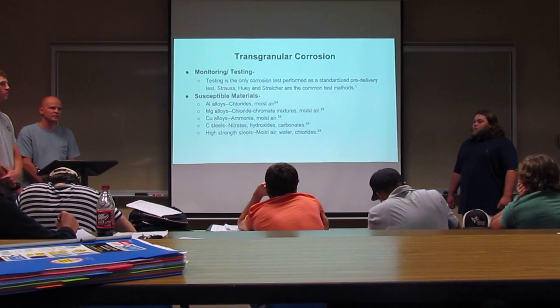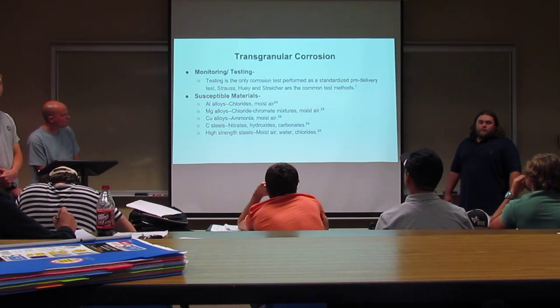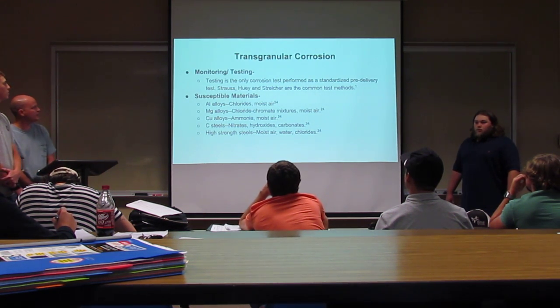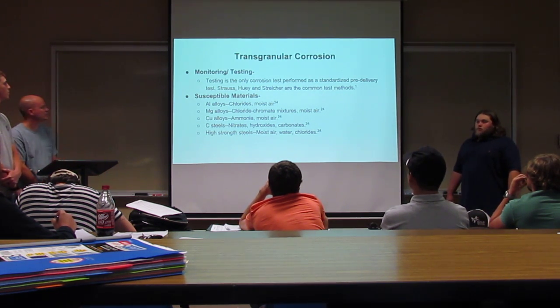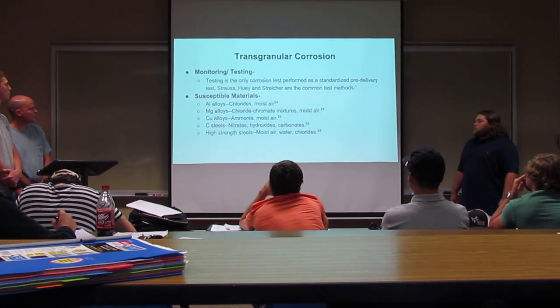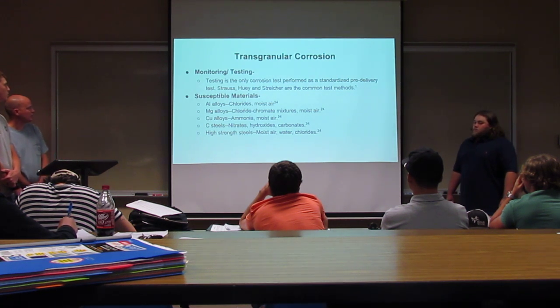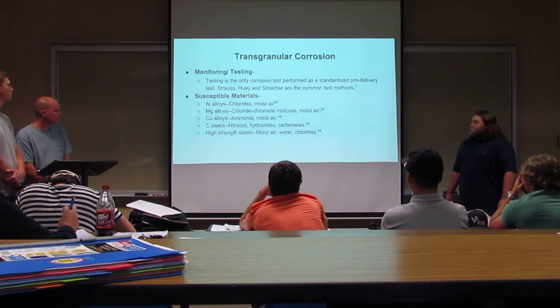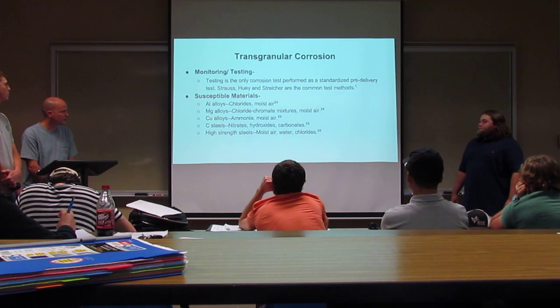Ways to monitor and test transgranular corrosion: testing is the only corrosion test performed as a standardized pre-delivery test. The Strauss, Huey, and Streicher tests are the common test methods. Susceptible materials are aluminum alloys with chlorides and moist air; magnesium alloys with chloride chromate mixtures and moist air; copper alloys with ammonia and moist air; carbon steels with nitrates, hydroxides, and carbonates; and high-strength steels with moist air, water, and chlorides.